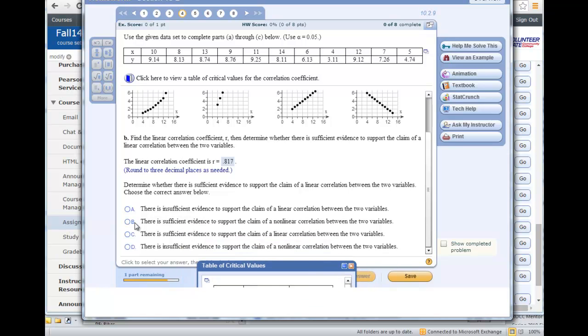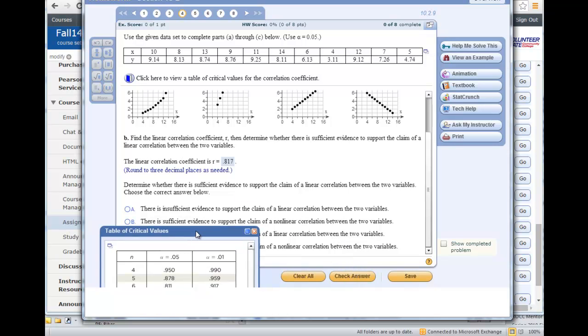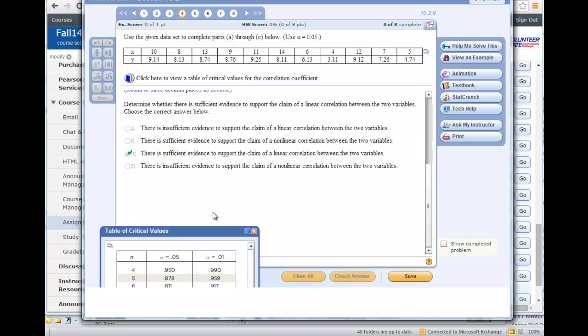So we'll look through these choices here. First one says there is insufficient evidence to support the claim of a linear relationship between the two variables. Well, that's not the case because 0.817 is greater than 0.602. There is sufficient evidence to support the claim of a non-linear correlation between the two variables. That's not what we were testing. Part C says there is sufficient evidence to support the claim of a linear relationship between the two variables. That's what we were testing. So we'll select that one, check answer.